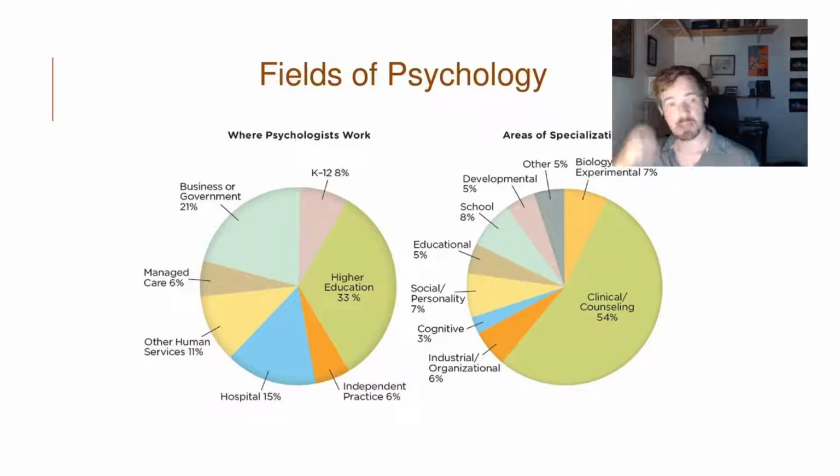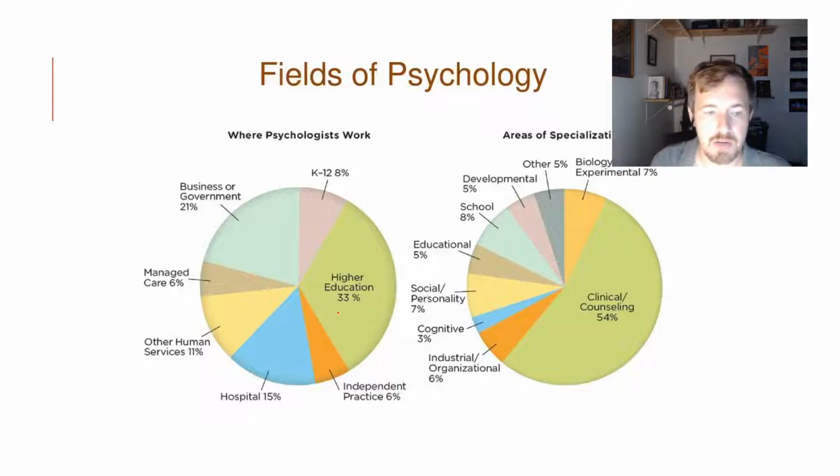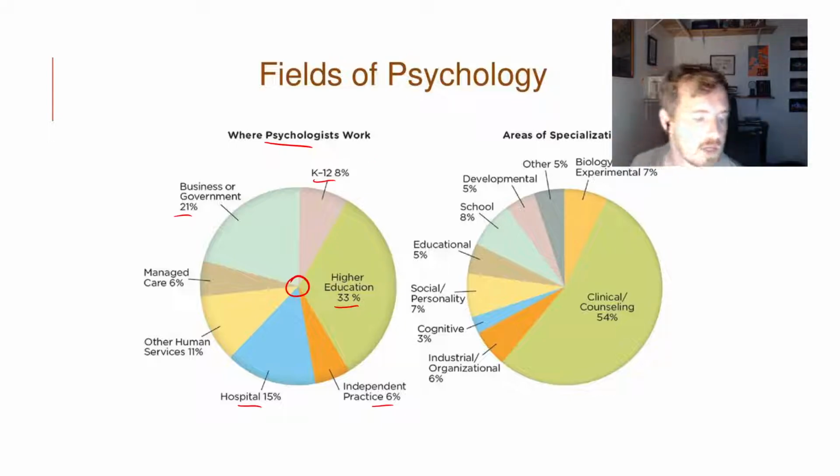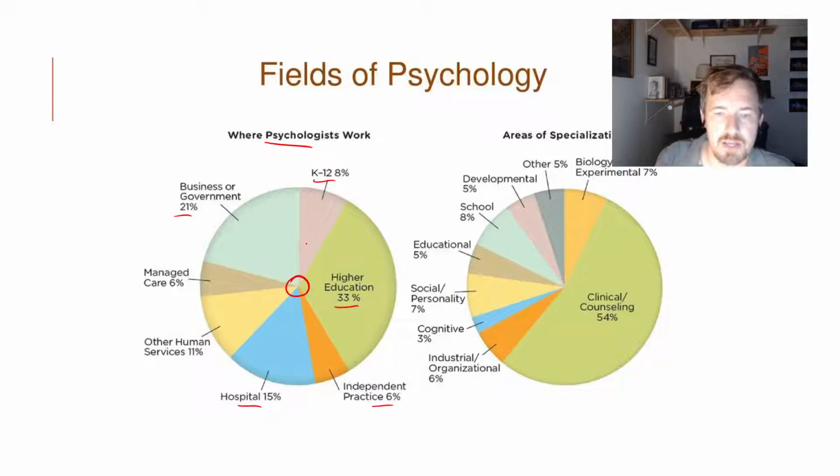Here's a much more complicated version of a pie chart. So here again, if we were to add up all the percentages here, it's going to give us 100%. And we can see where psychologists work out of 100%. So 33% of people work in higher education, 15% work in hospitals, 21% work in business or government, 6% have independent practice, and so on. You get the idea. Looks like K through 12, some of them are going to be special ed teachers maybe, or I've seen psychology majors who go on to be psychology teachers in high school. So that is how that's represented.